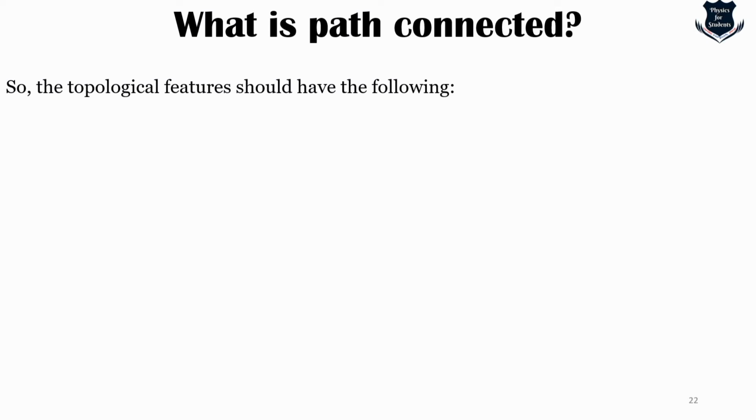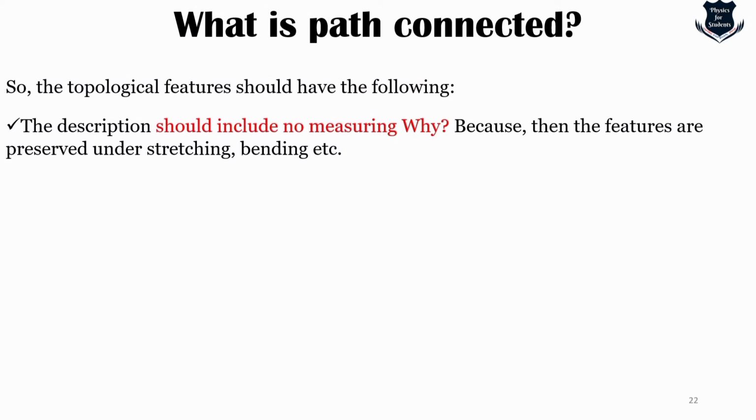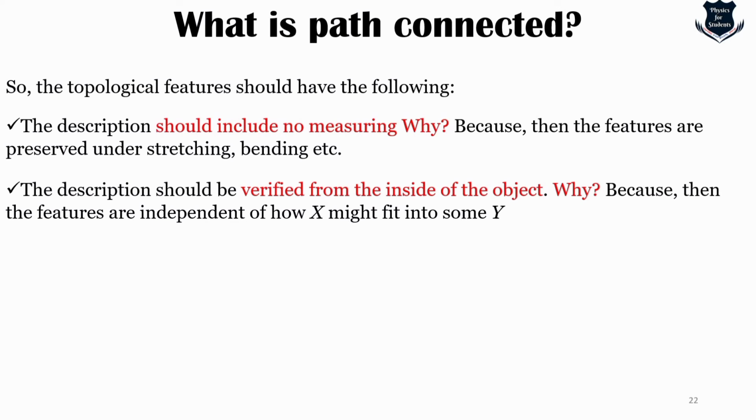So the topological features, that means what are the features that typically one should have? Okay, let us look. The description should include no measuring. Why? Because then the features are preserved under stretching, bending, etc. Right? The second point is that the figure should be verified from inside the object, because we are trying to find the intrinsic meaning. Why is that so?